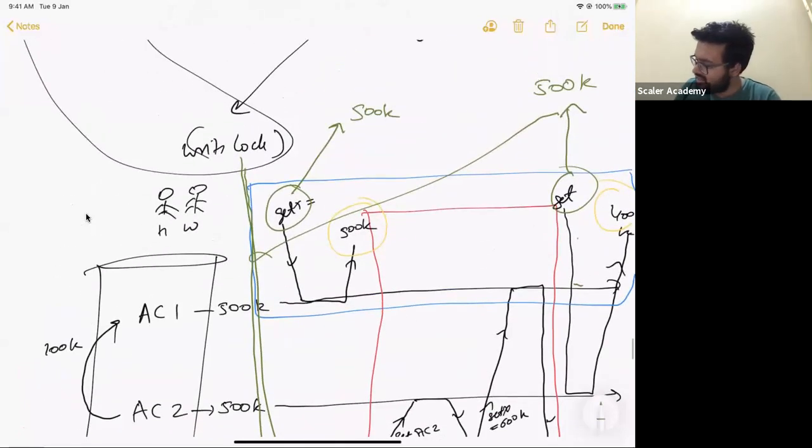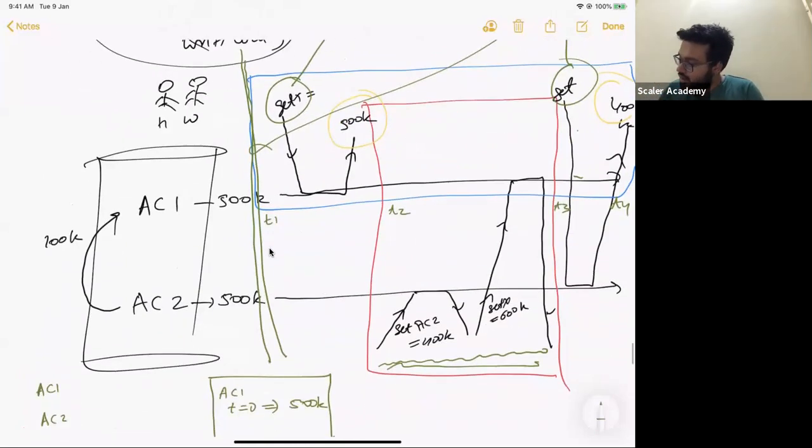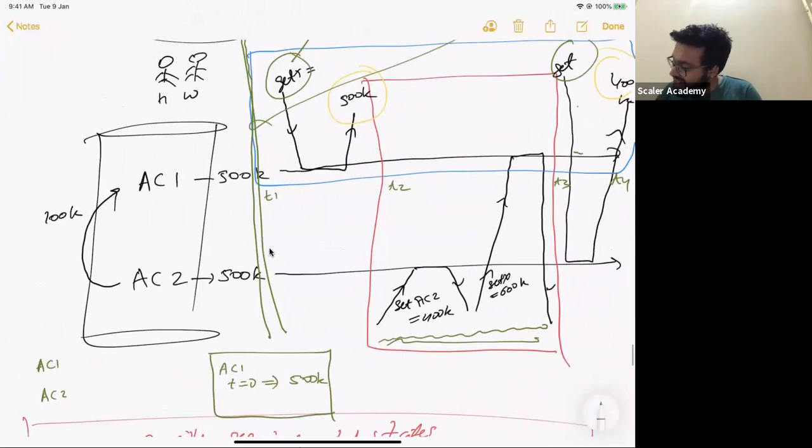Now let me call these times T1, T2, T3, T4. So I've given a timestamp to every starting and every ending point of every transaction. Do you guys see that? I have given 4 timestamps here, T1, T2, T3, T4, which are the starting and ending points of these transactions. Now, when this transaction is starting, do I need to have another entry for account 1? When any transaction is starting, do I need any more entry for that account 1?